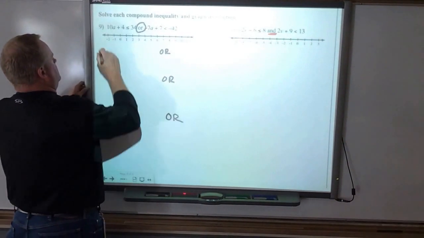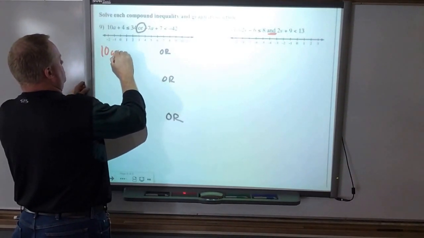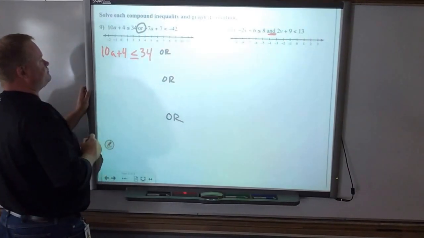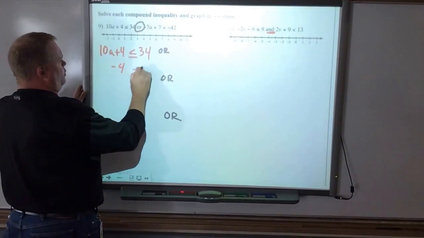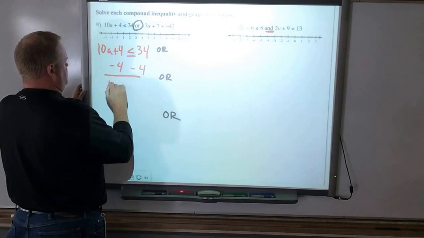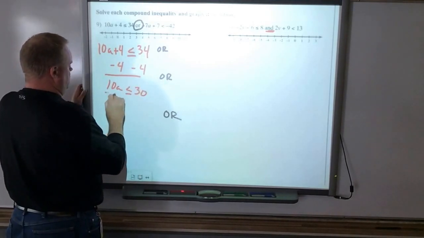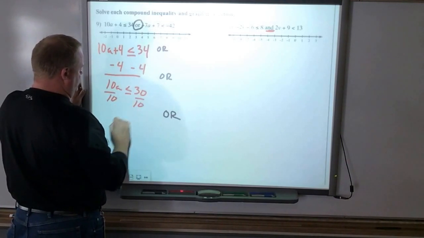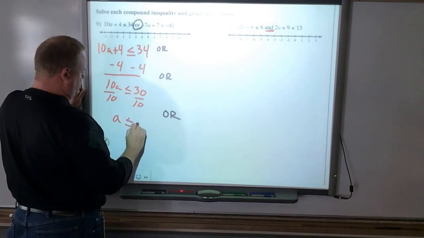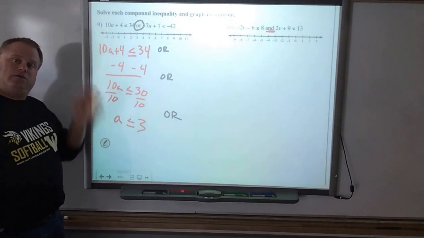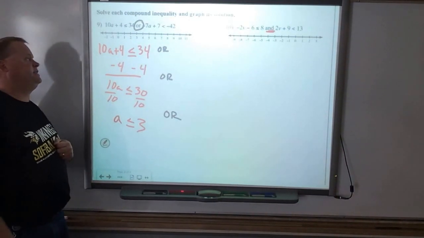First one, 10a plus 4 less than or equal to 34. I would subtract 4 from both sides. Gives me 10a less than or equal to 30. Divide by 10, divide by 10. A is less than or equal to 3. Okay? If I went too fast for you, know that you can always pause it and see that.